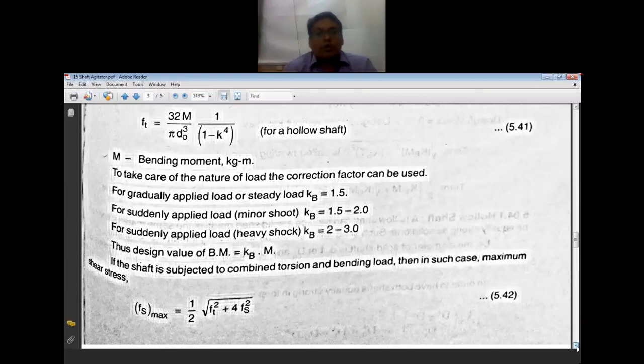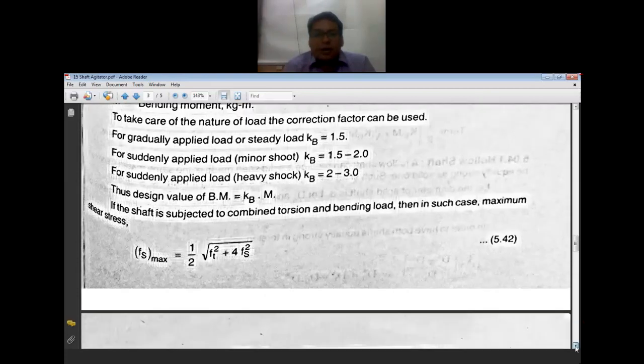Now, what will be the resultant stresses? Resultant stresses are calculated by using two different theories. One, if the shaft is subjected to combined torsion and bending load, then the maximum shear stress theory gives Fs max, which is equal to 1 upon 2 root of Ft square plus 4 times Fs square. Ft is the tensile stress, Fs is the shear stress.